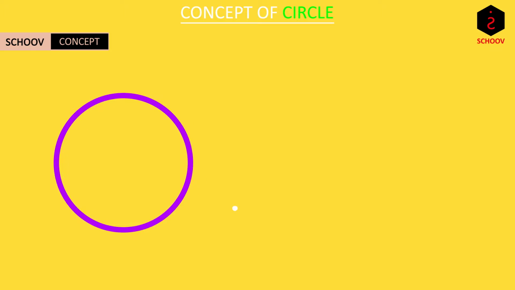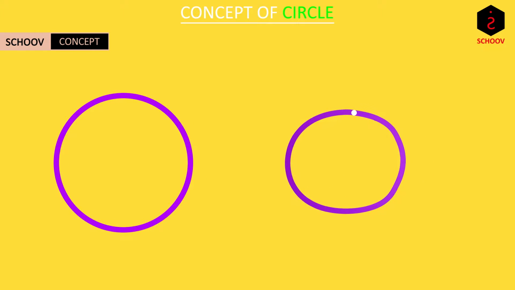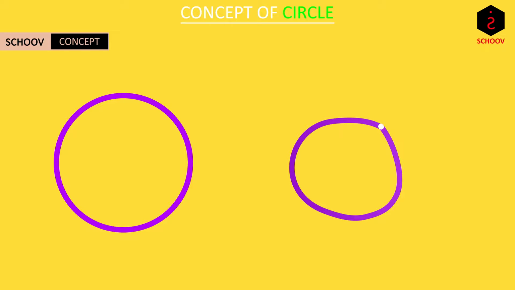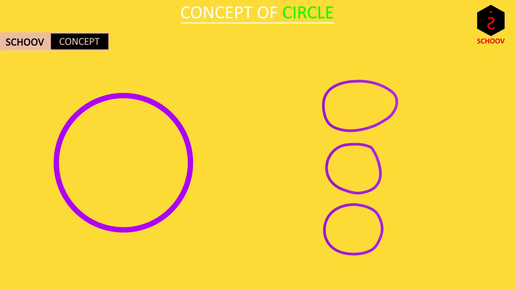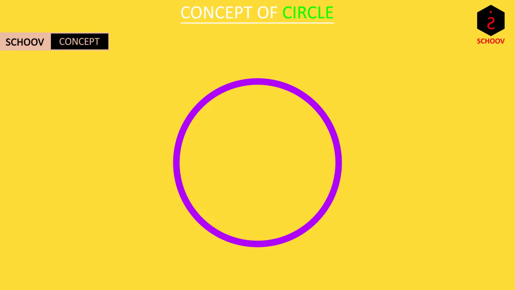But will you always get a circle like this? Is this a circle? Or this one? Or this? No, they are not circles. I am sure you know that. Only this is a circle. But why? What is so different in this shape?